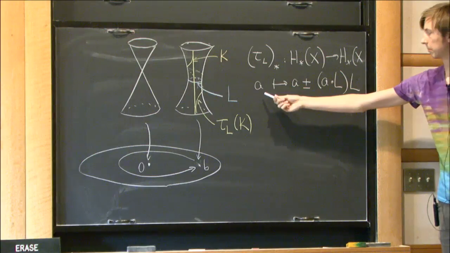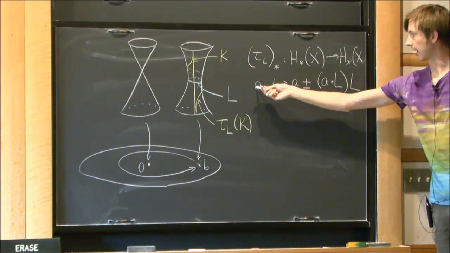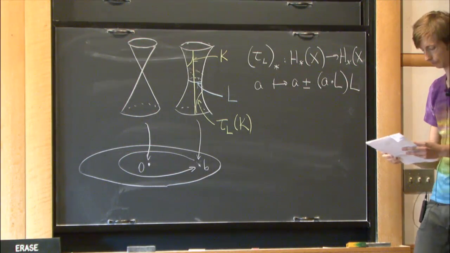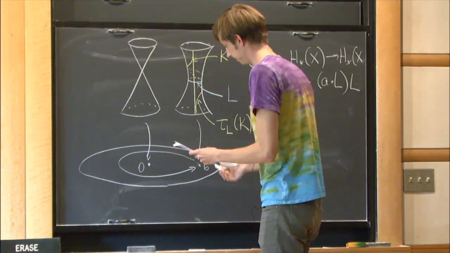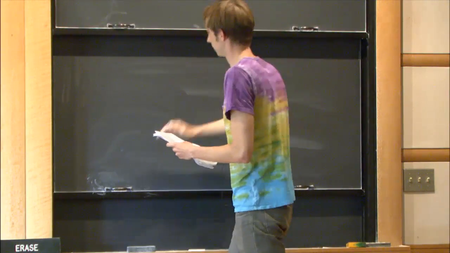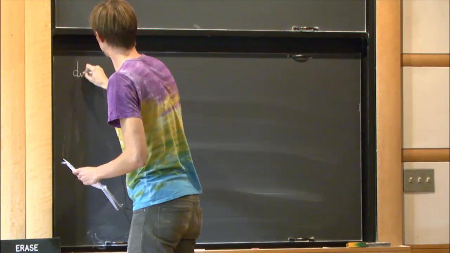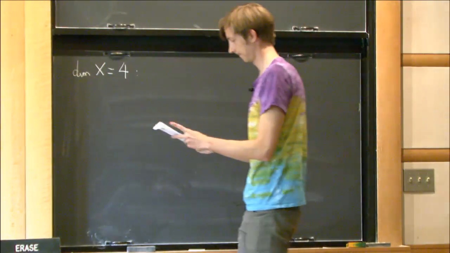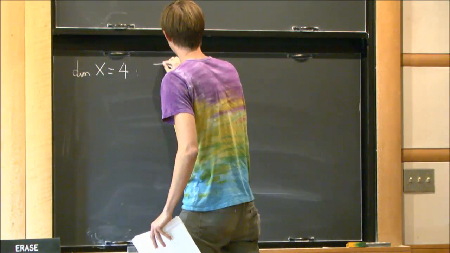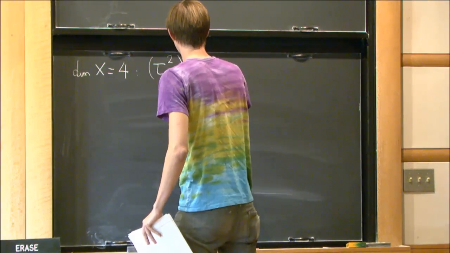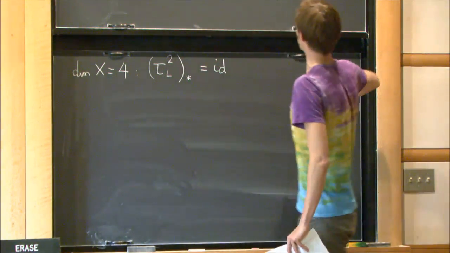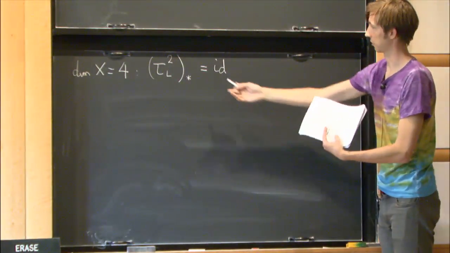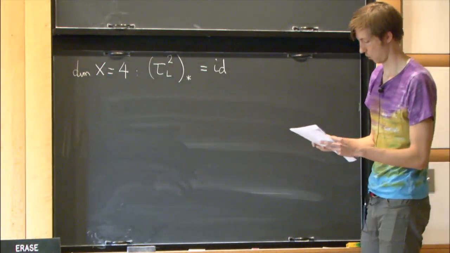And it acts on homology by this Picard-Lefschetz reflection. Takes A to A plus or minus, with a sign depending on the dimension, A dot L times L. In the four-dimensional case, it turns out that this formula gives an actual reflection in the usual sense we think of it. So if you square it, you get the identity on homology.